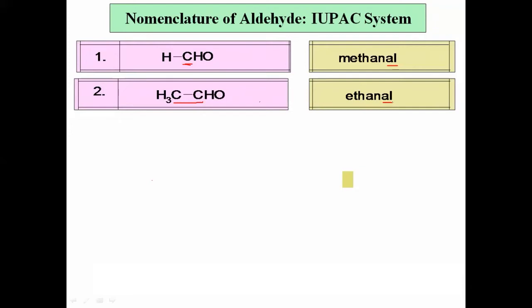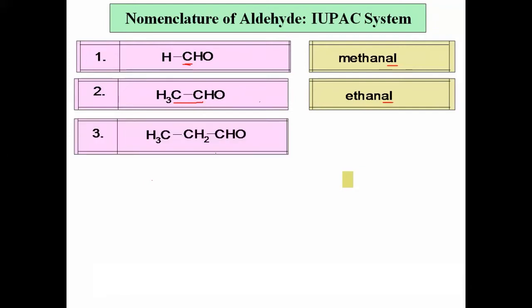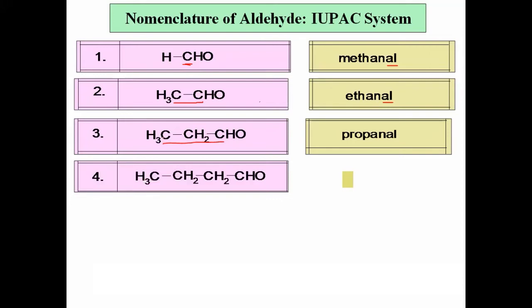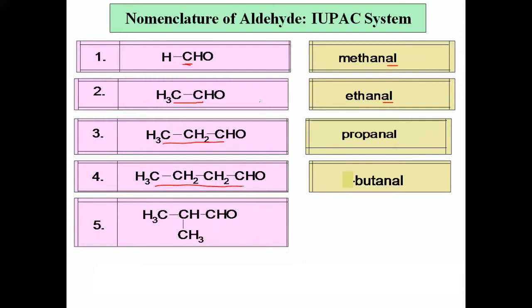Okay, this is a simple system actually. Then the next example has 3 carbon atoms in the chain. This is the longest carbon chain. How many carbons are there? Yes, it has 3 carbon atoms, which means the parent alkane is propane, and replacing the last E by Al, it becomes propanol. Now consider the next example. Here there are a total of 4 carbon atoms in the chain. Therefore it is butanol.